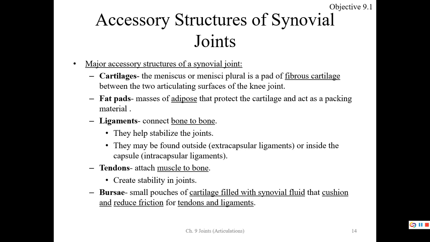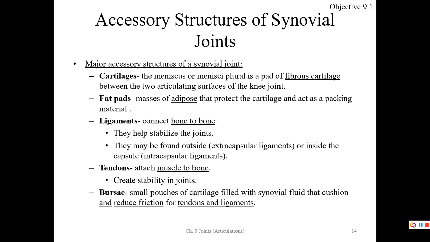They may be extracapsular, on the outside of a joint capsule, or they may be intracapsular, on the inside of the joint capsule. Tendons can attach muscle to bone, for example, and they also create stability. And there are bursa sacs, little cartilage pouches full of synovial fluid, that help cushion tendons and ligaments to reduce friction there.